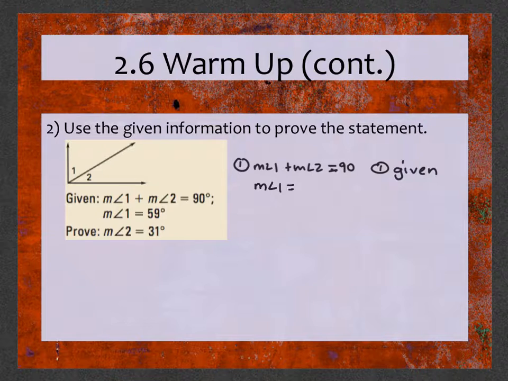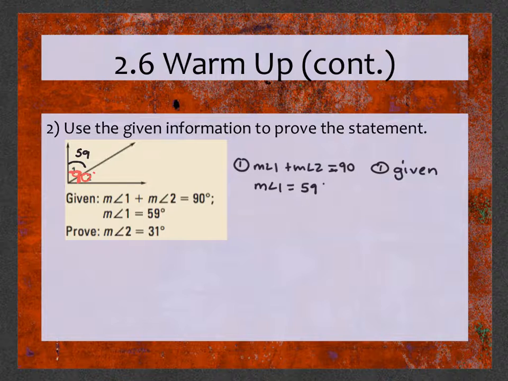Measure of angle 1 equals 59. We can put that together in one statement because they're both the same reason, or you can separate them out and say 1 and 2 both have given. Doesn't matter. Both are correct. Okay, so now this is 59. That's what we know from this. And we know that these add up to 90 degrees, right?